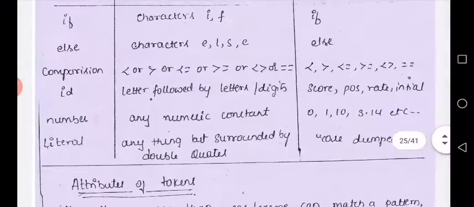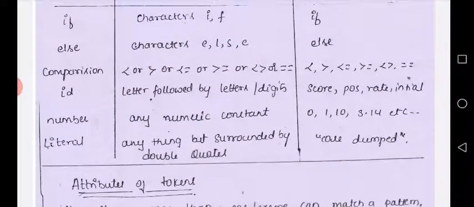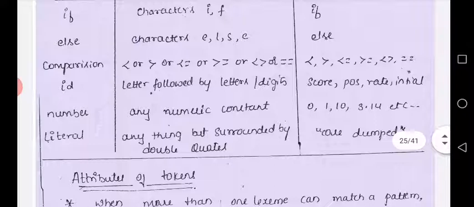Then when it comes to numbers, such as 0, 1, 10, 3.14, etc., any numerical constant we call it as a number. So for that, what token are we mentioning? Number. If you have a number, the token we generate is Number, exactly. Then anything that is in between double quotes, something we write here as code dumped.